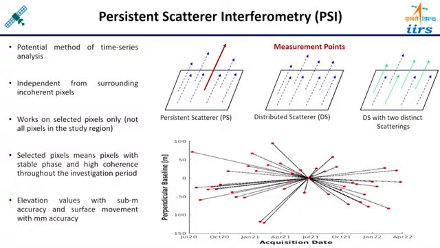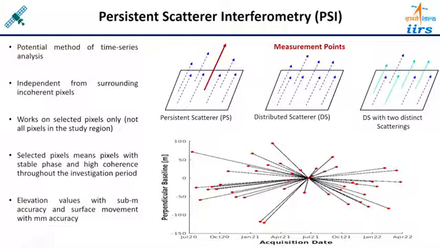This is persistent scatterer interferometry. As I mentioned here, this is the PS point, which we have already seen earlier. Here you can see it is a potential method for time series analysis. The origin or the birth of PSI happened in the year 2000, when Ferretti and colleagues started this work, and they have a patent in their name also.